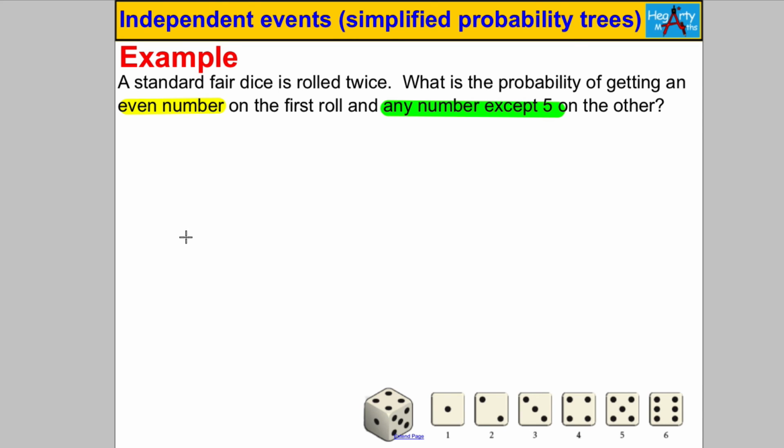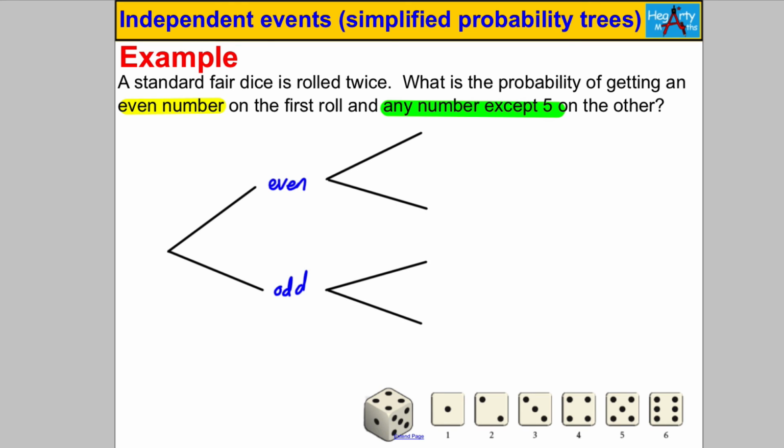So our simplified tree on the first roll can be an even or an odd, and on the second we're interested in if you get a 5 or if you don't get a 5. Simple as that. And that's a very simplified probability tree for us. The probability of even is a half, the probability of odd is a half, because there are 3 odd numbers out of 6 and 3 even numbers out of 6. The probability of a 5, there's only one 5, so it's 1/6. So the probability of not 5 must be 5/6.